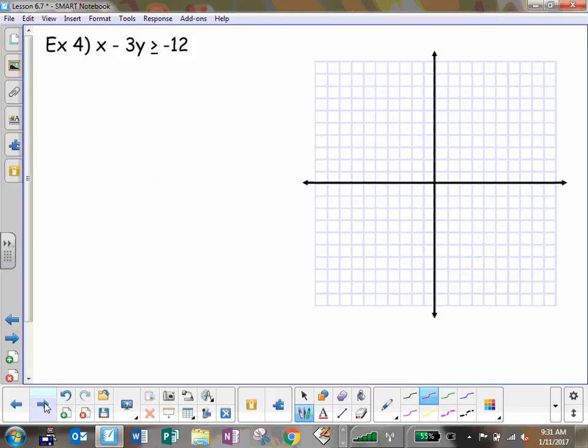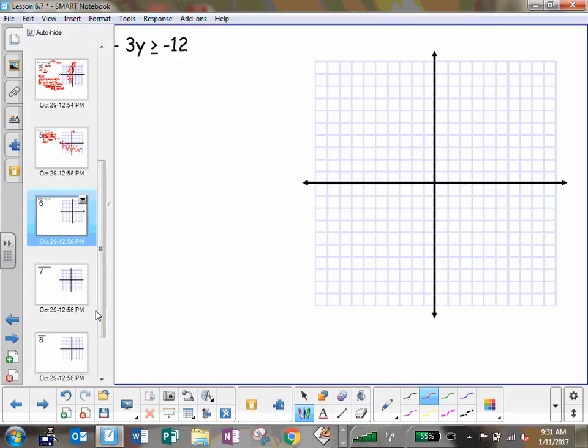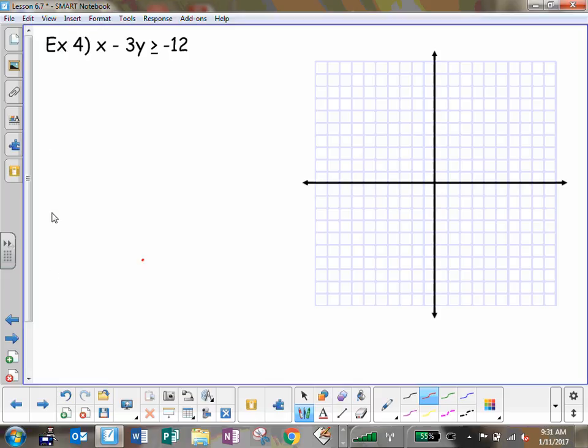All right, do this one. What do we need to be careful about on this one? What negative? Negative 3y. Because what's that going to do? It's going to switch the direction of our inequality. Remember, we keep the y on the left side. So that's your equation that you should be graphing.